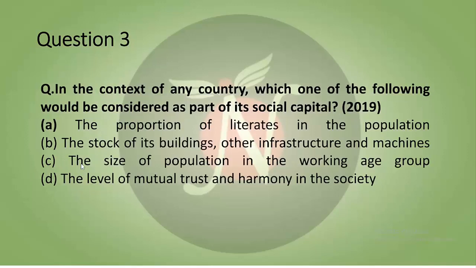Now, question 3. In the context of any country, which one of the following would be considered as a part of its social capital? This question came in 2019. Pause the video, try to answer. So basically, the answer to this question is D. Level of mutual trust and harmony, because this is what is called social capital. Harmony, mutual trust and all.